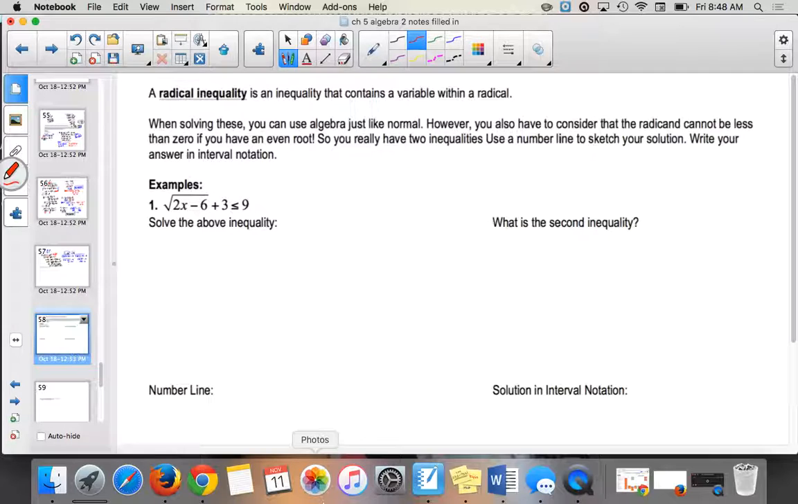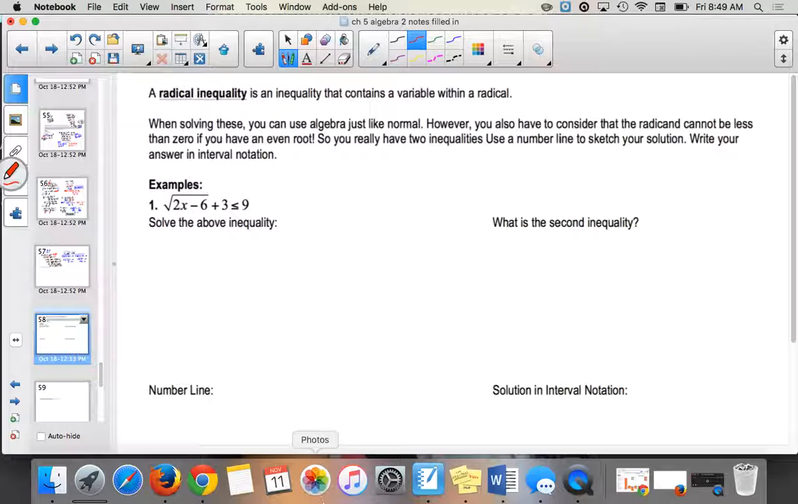All right, so a radical inequality is an inequality that contains a variable within a radical. Okay, so when solving these, you can use algebra just like normal. However, you also have to consider that there's a second part to this. The radicand, the part under the square root, can't be negative. So you can't take the square root of a negative, agree? Okay, so we have to say that 2x minus 6 has to be greater than or equal to 0.